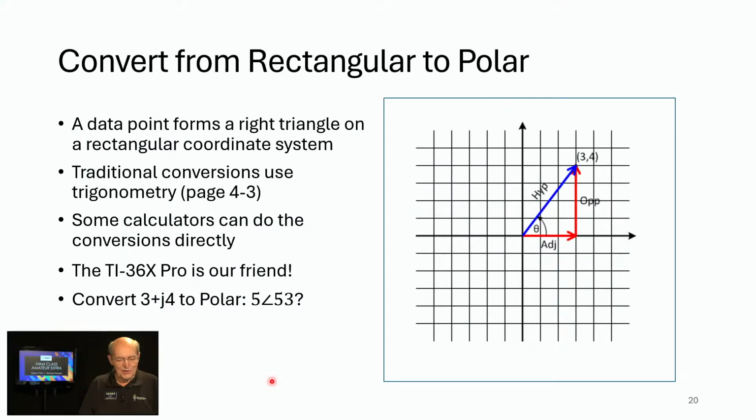All right, now converting rectangular to polar. And we will need to do this for several of the problems that we'll be looking at tonight. But our calculator is our friend and will help us do that without having to do the pages and pages of trig that are in our book. So traditional conversions use trig. That's page 4-3 in our book. You can ignore that page if you care to. Some calculators can do the conversions directly, like ours. Our calculator is our friend.